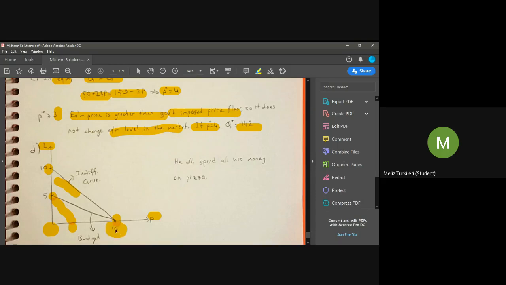Then we will use all our money to buy just pizza, and the maximum amount of pizza is equal to 10. This is our optimum bundle, where pizza is equal to 10 and lahmacun is equal to 0.